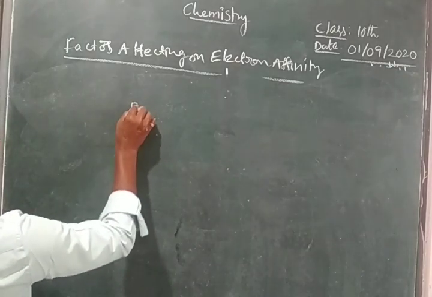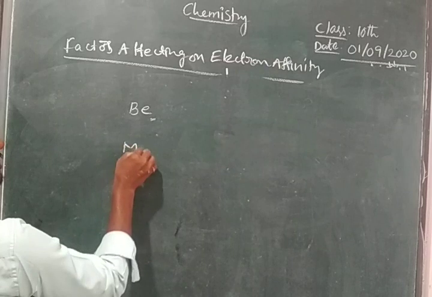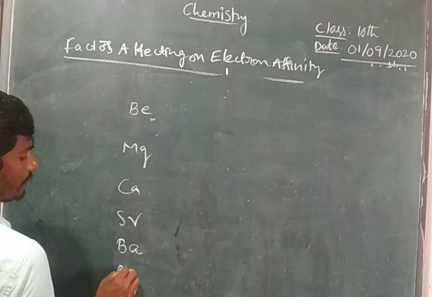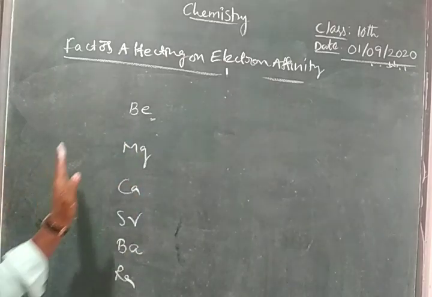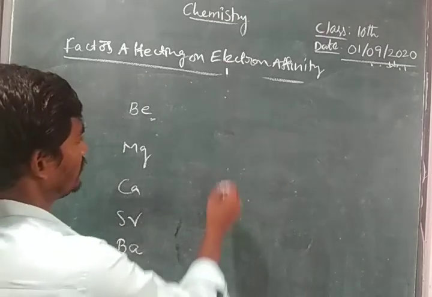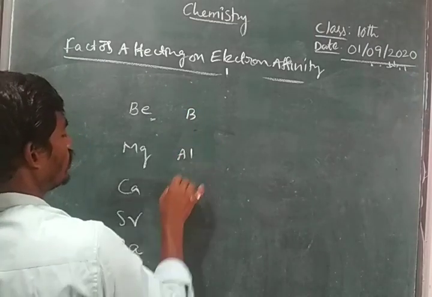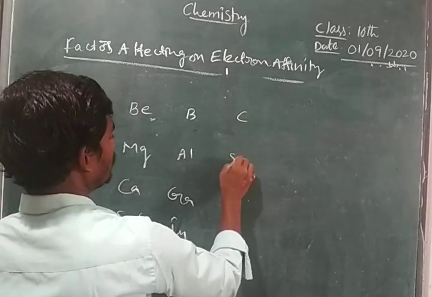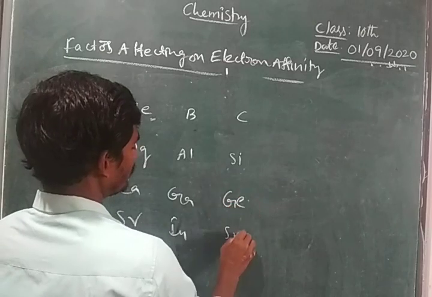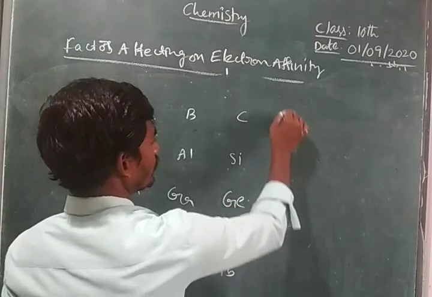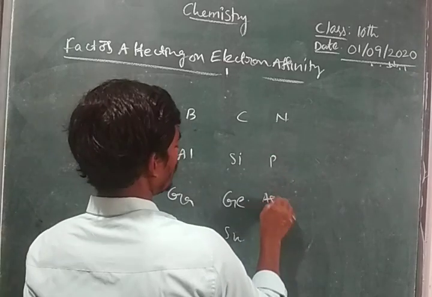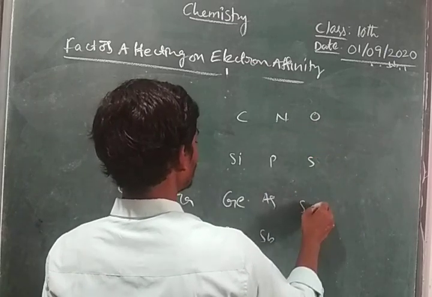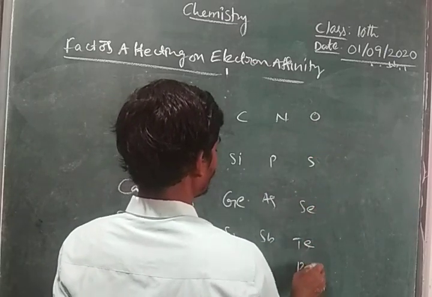Suppose we take beryllium, magnesium, calcium, strontium, barium, radium. These are the second A group elements. Then boron, aluminum, gallium, indium, thallium; carbon, silicon, germanium, tin, lead; nitrogen, phosphorus, arsenic, antimony, bismuth; oxygen, sulfur, selenium, tellurium, polonium.